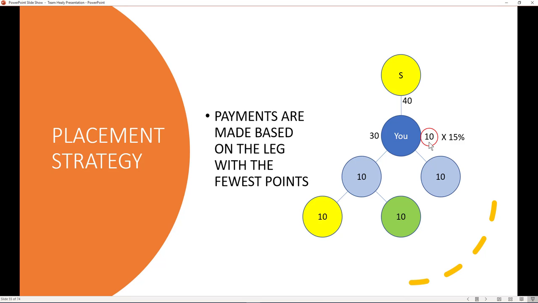Okay, let me go over that again. You look at the number of points that you have on the left leg, 30, and the number of points that you have on the right leg, 10. You pick the lower of those two, which is 10, and take it times 15%, and that's what you're paid on for the binary matrix.